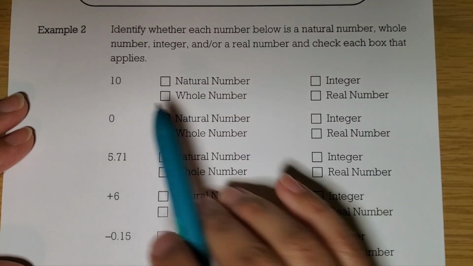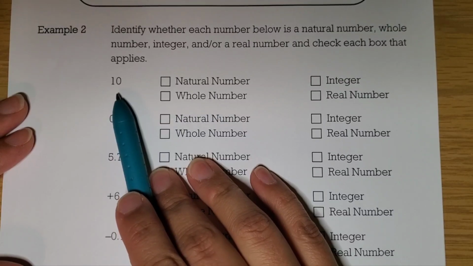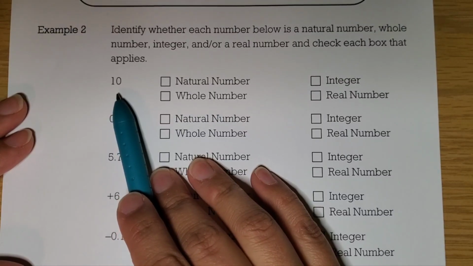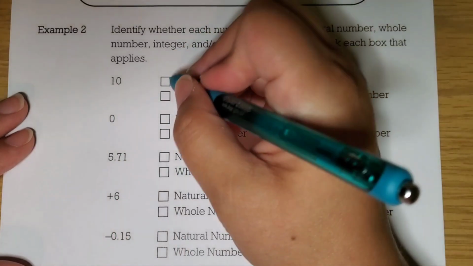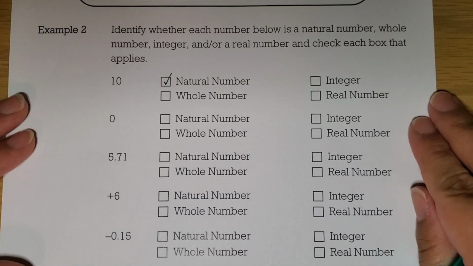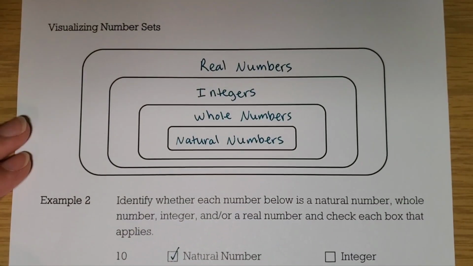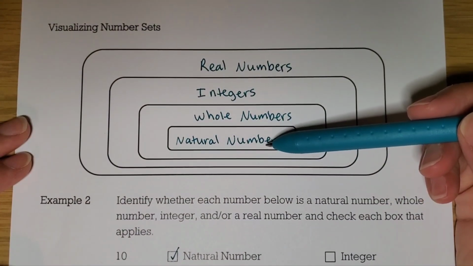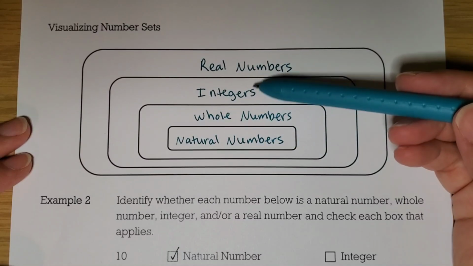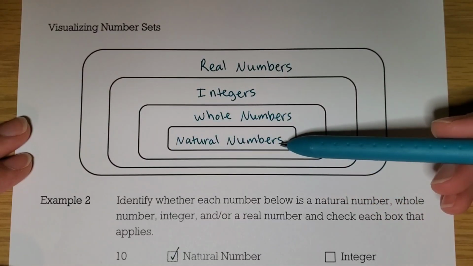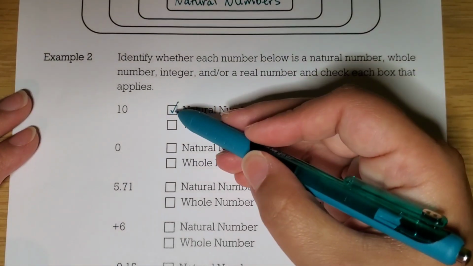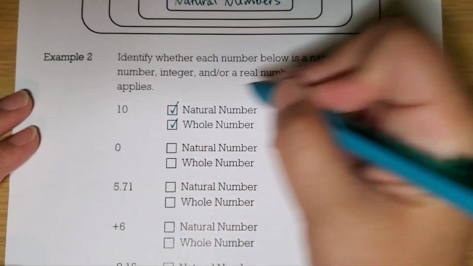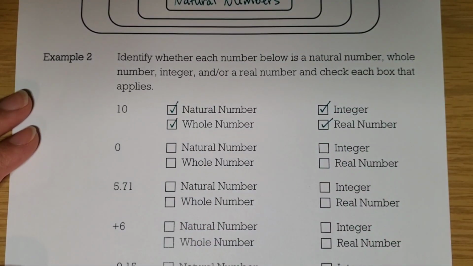So let's start out with 10. When you're counting, do you end up getting to 10? Yeah. So that means 10 is a natural number. So I'm going to check off that 10 is a natural number. I'm going to bring back my visualization. Notice that natural numbers are included in the whole numbers, the integers, and the reals because they're inside each of those boxes. What that means is since 10 is a natural number, that's also going to make it a whole number, an integer, and a real number. So 10 fits all of these number types.